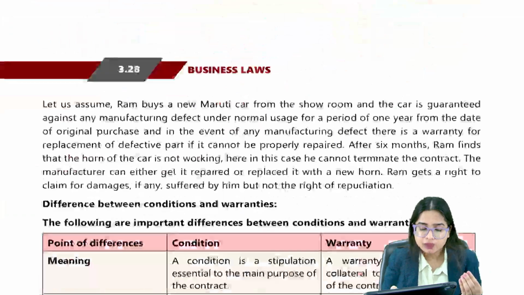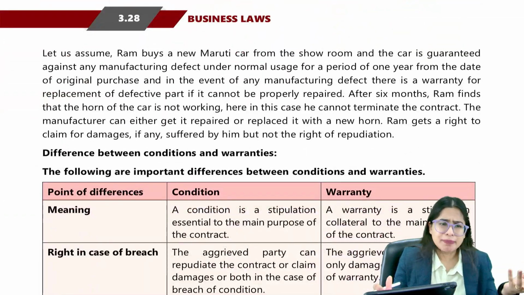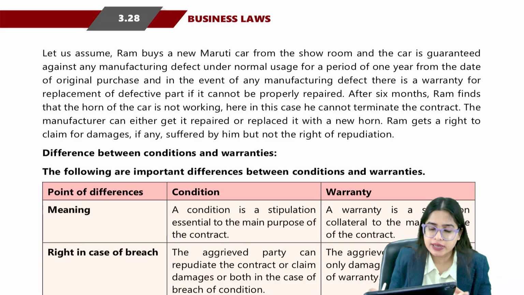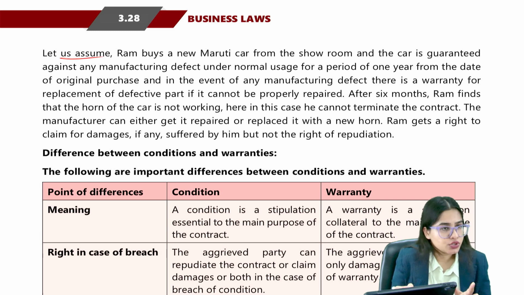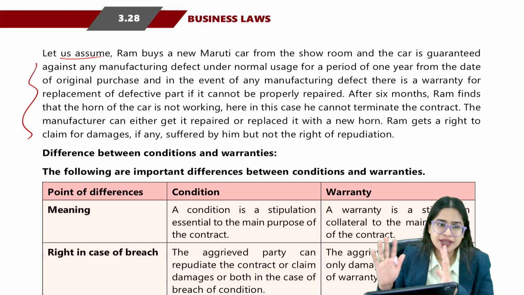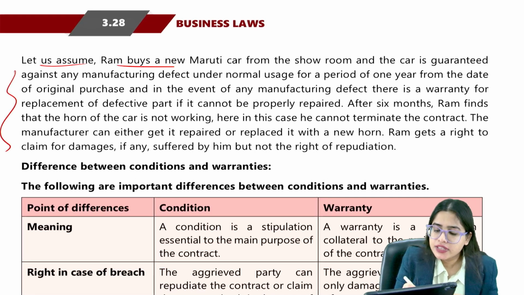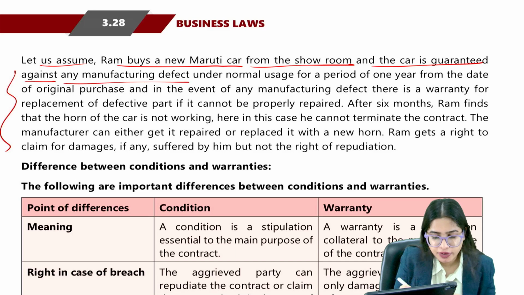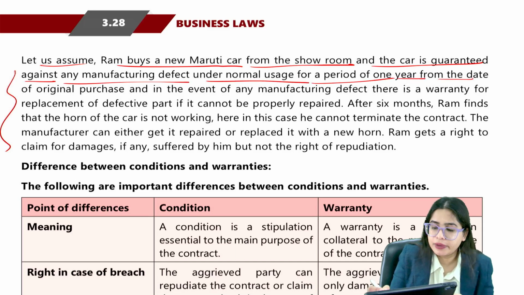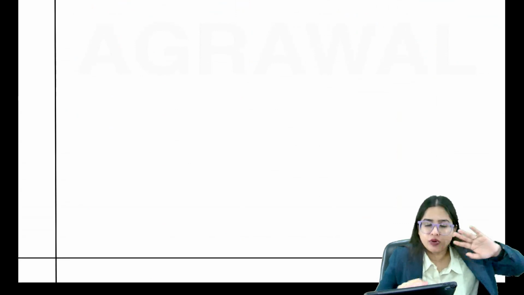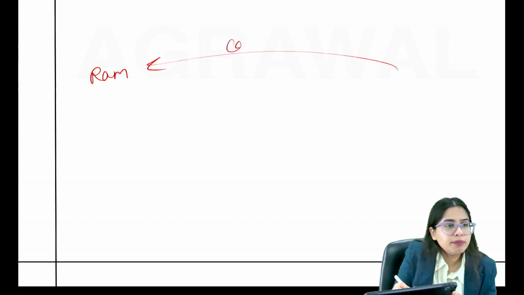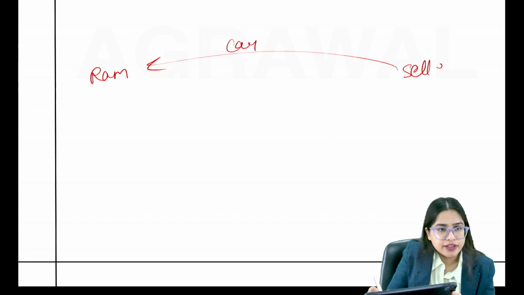Okay, now a breach of warranty example. The same warranty as with repairing and all, like the warranty on earphones, you can remember that as an example of warranty. Now let us assume the scenario has changed. This is the same example with some other scenario. Ram buys a new Maruti car from the showroom and the car is guaranteed against manufacturing defect under normal use for a period of 1 year. Now ignore the touring purpose and all, ignore that. Fresh example: there is this person called Ram. He bought a Maruti car from the seller.